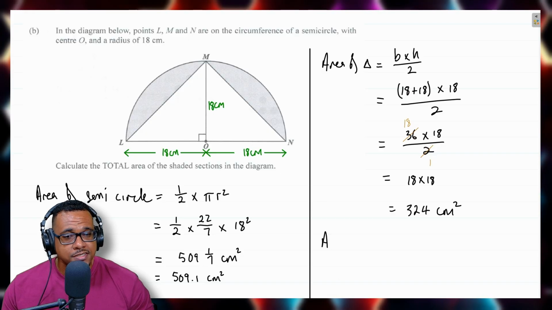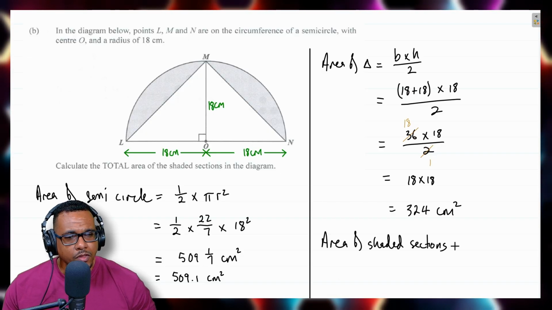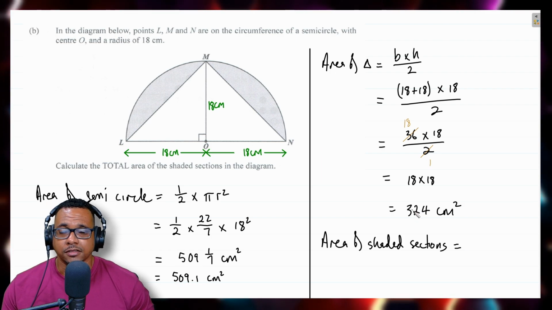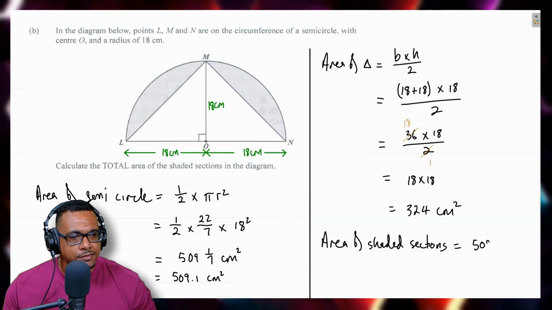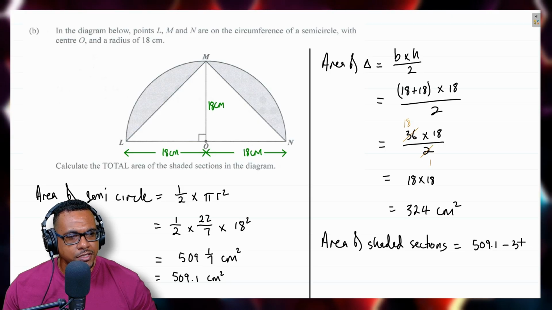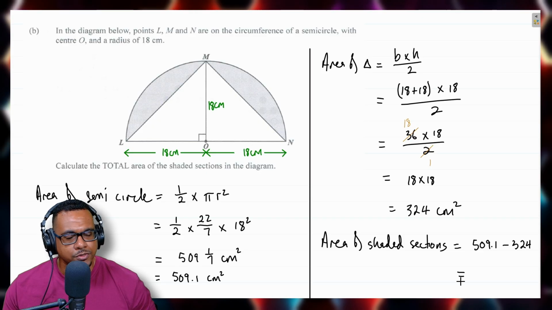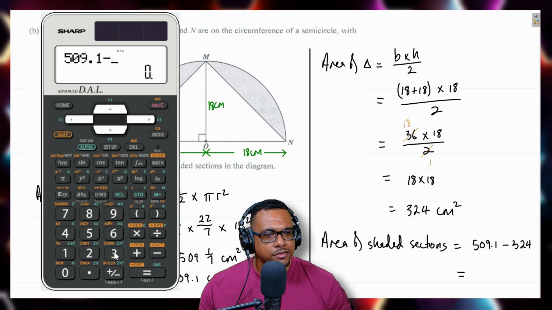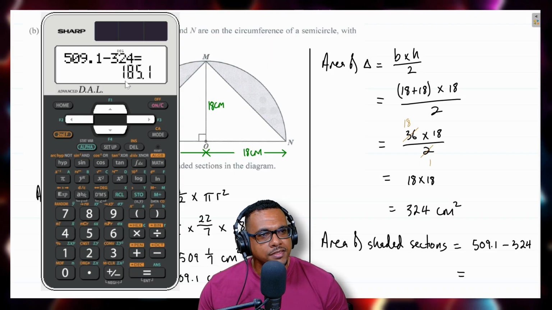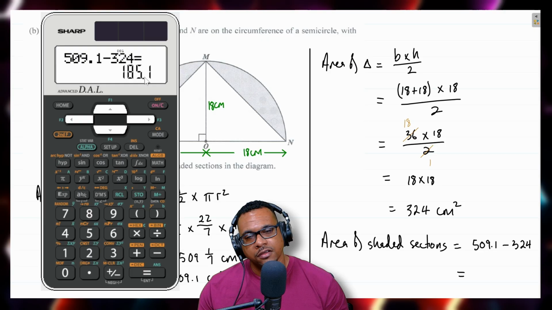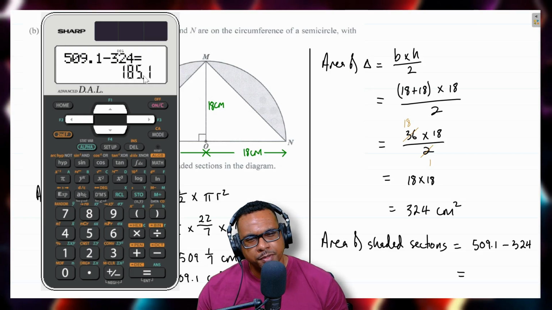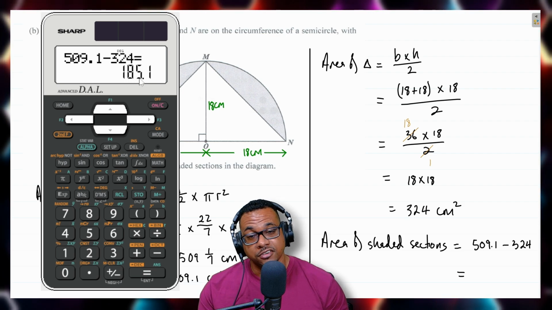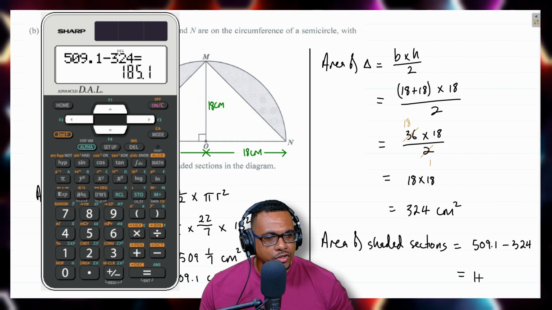So now the area of the shaded sections will be equal to the area of the semicircle, take away the area of the triangle. So that's 509.1, take away 324, and we get 185.1. Of course, I'll write this to 3 significant figures because remember that 509.1 was approximated. So let's write this as 185 to 3 significant figures.